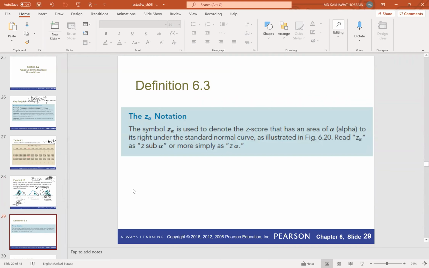People often make common mistakes in calculating the area from a standard normal distribution. There is another notation, called Z alpha, the Z subscript alpha. This is called alpha. I think you know this one, right? Alpha, beta, gamma.